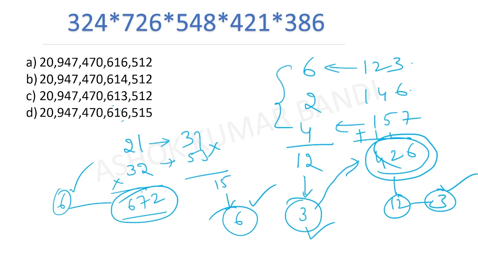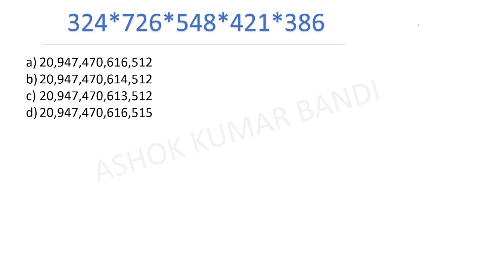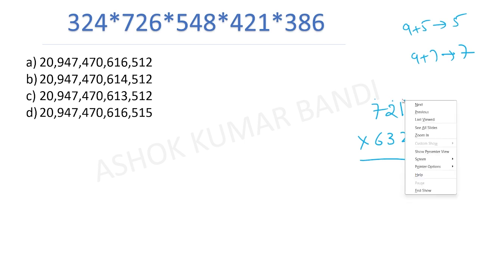And the advantage here is that adding 9 to any number gives you the same answer. That means 9 plus 5, the root digit is going to be 5. 9 plus 7, the root digit is going to be 7 again. That means you can simply ignore the 9 in the problem. For example, 721 multiplied by 632. See here, 7 plus 2 plus 1. How much are you getting actually? 10. 10 means 1 plus 0 is 1.